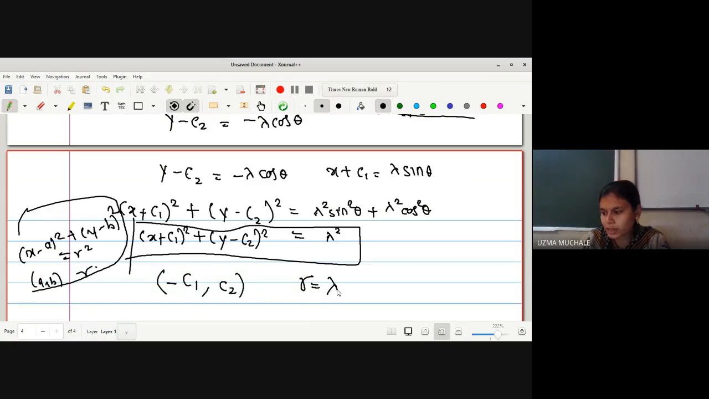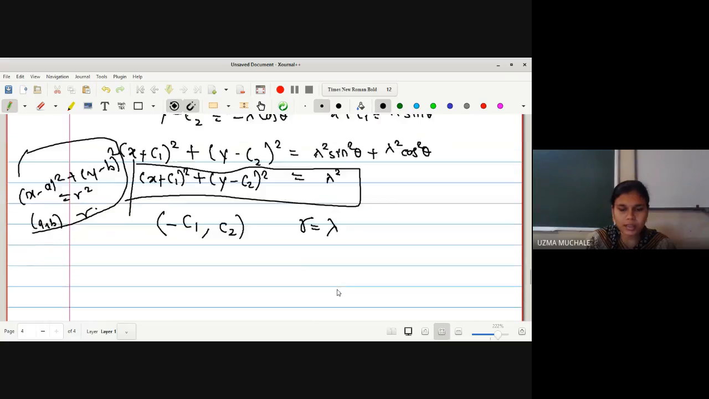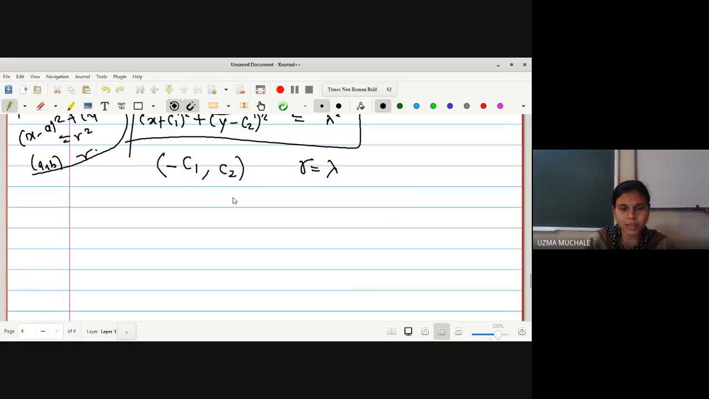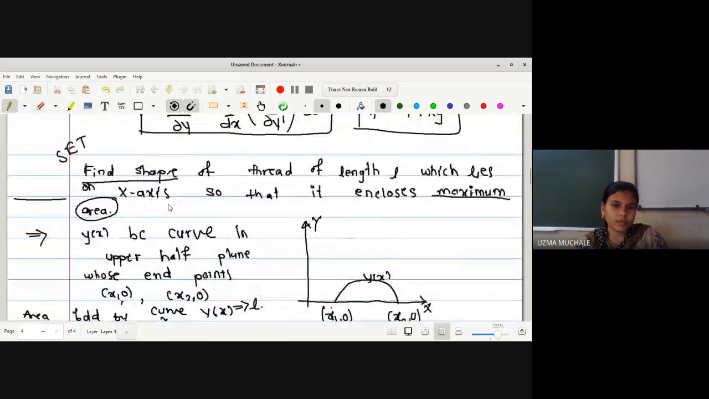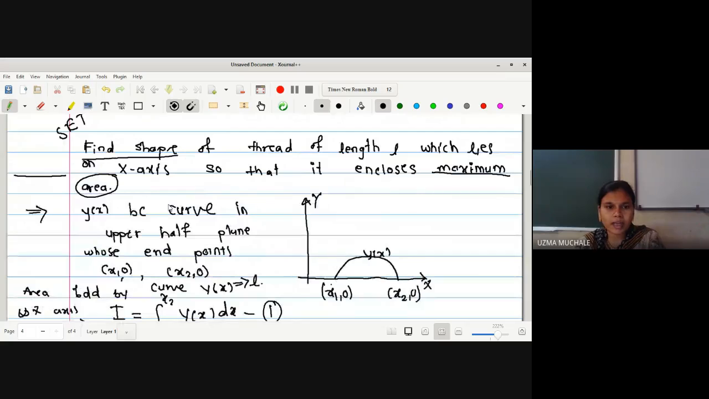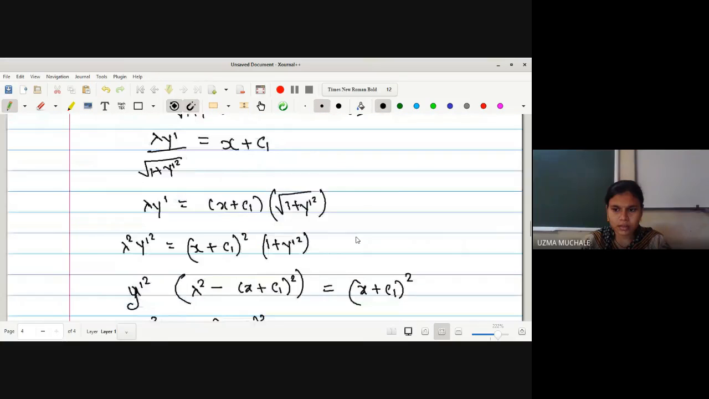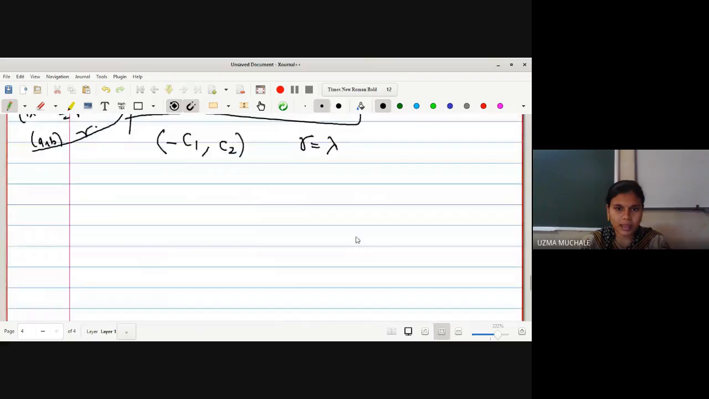in both x and y, right? But here the thing is not completed. We have simply found the curve. Now what was our question? Okay. What is the question? Find the shape of a thread of length L which lies on the x-axis. So we have to find out what will be the case on the x-axis. It is not in the downward direction, right? Let me draw the image of that.